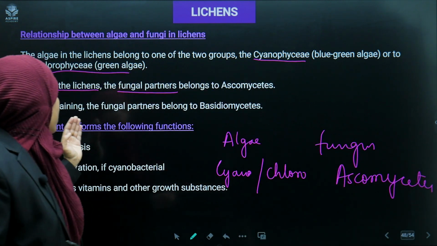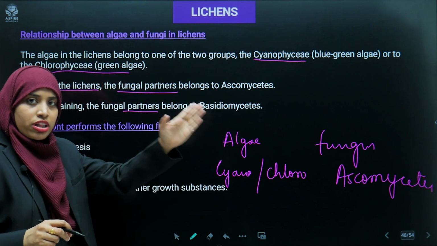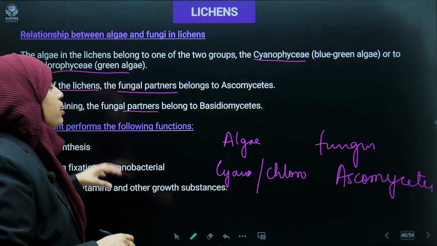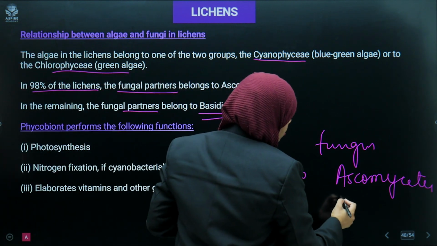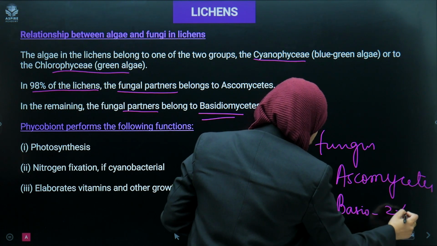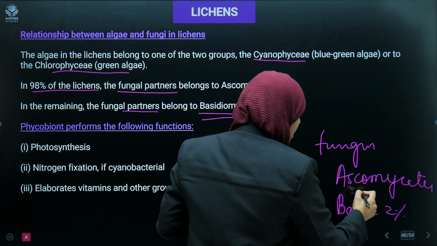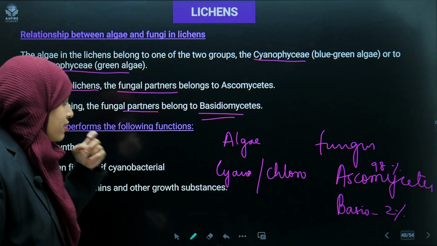Now in the remaining, if the fungal partner is 98%, they belong to Ascomycetes. The remaining 2% are Basidiomycetes. Basidiomycetes are mostly 2% and Ascomycetes 98%. That means it is mostly Ascomycetes.